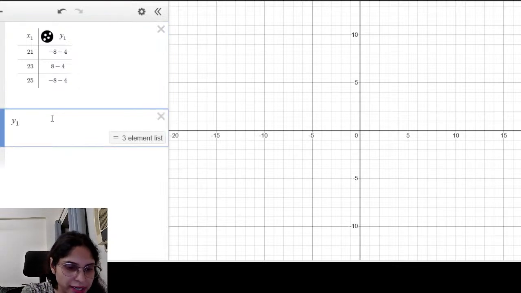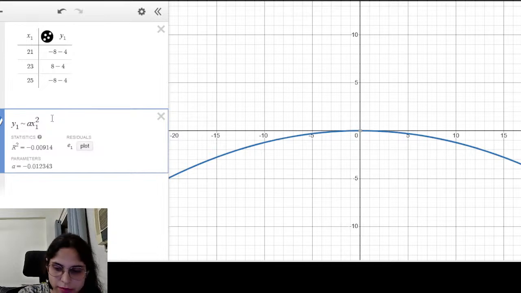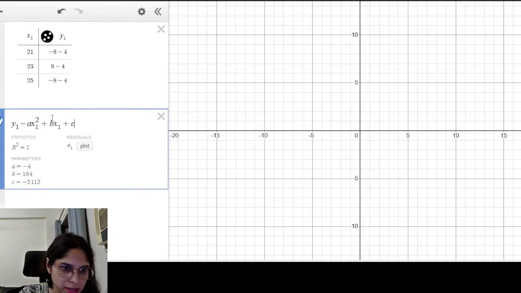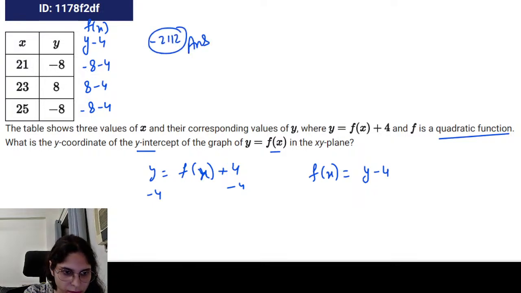And because you want y-intercept, just use the standard form. There are 3 points given to you, so you can easily use the standard form ax square plus bx plus c. The value of c is going to be your y-intercept, negative 2, 1, 1, 2. Is your answer. So writing this table is your method 1.